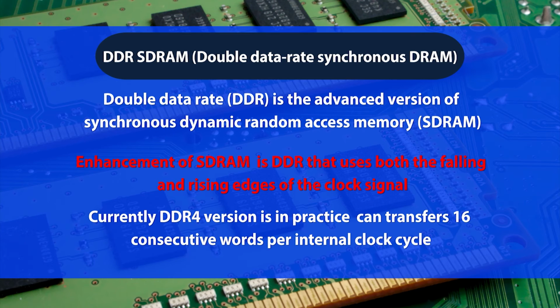So currently the DDR4 version is in practice, which can transfer 16 consecutive words per internal clock cycle. If you can recollect, we have discussed that basically the word length defines the processing capability of the system. So 16 consecutive words per internal clock cycle are used by the DDR4 RAM.